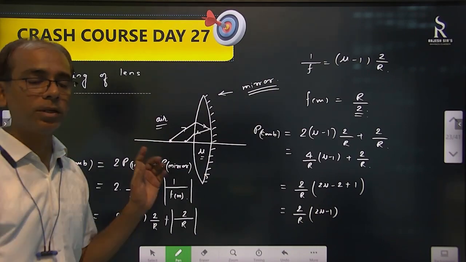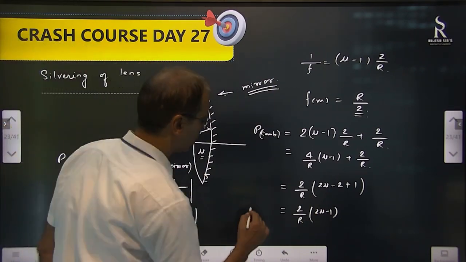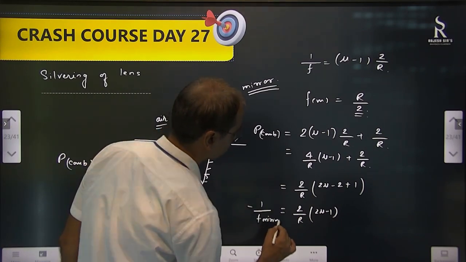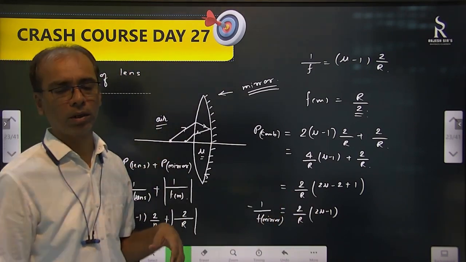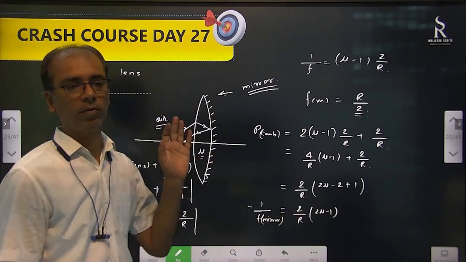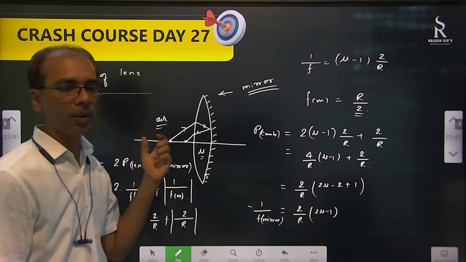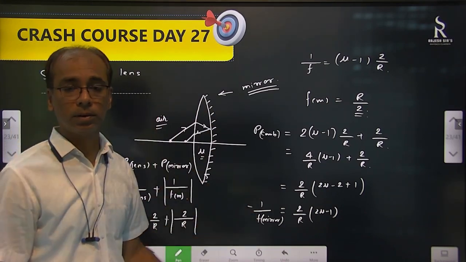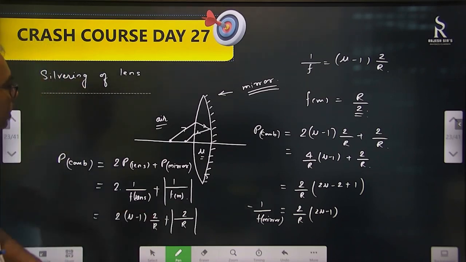Now the combination has become what? It is a mirror, remember that. So here you write minus 1 by focal length of mirror, and this is the focal length of mirror. Then we can solve it like a mirror only. Mirror formula we will use: 1 by f equal to 1 by v plus 1 by u. If the question is asked, object distance given and he is asking where will be the image, then use mirror formula and get it. This is the mirror's focal length. Okay. One more question we will solve in this one.